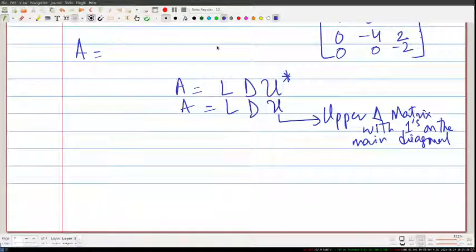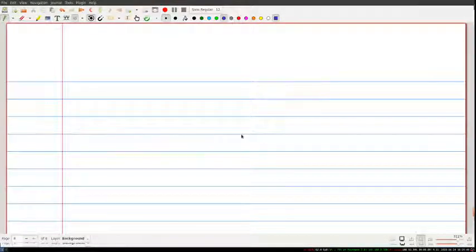Let's talk about something else now. We talked a lot about factorization, talked a lot about elimination. Let's move on and talk about something else. So the next topic, the next kind of matrices that we're going to deal with are transpose matrices. Okay, so what's the transpose?